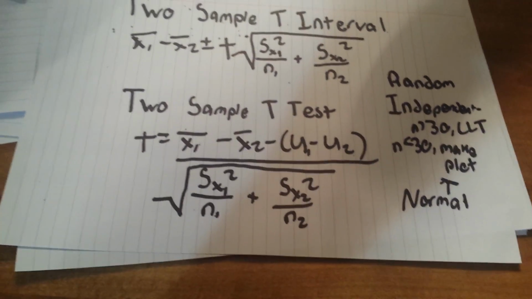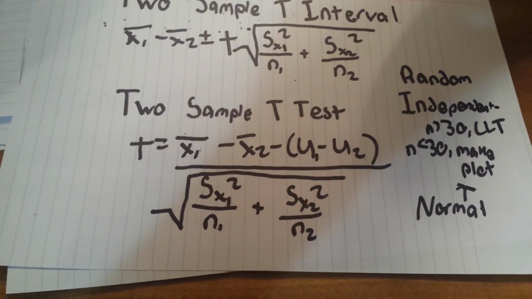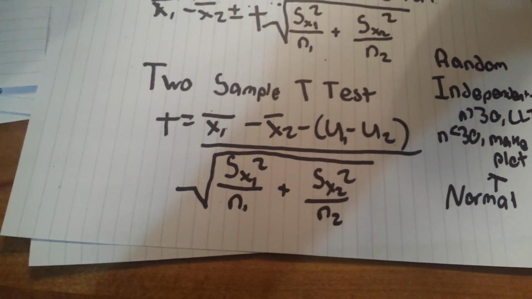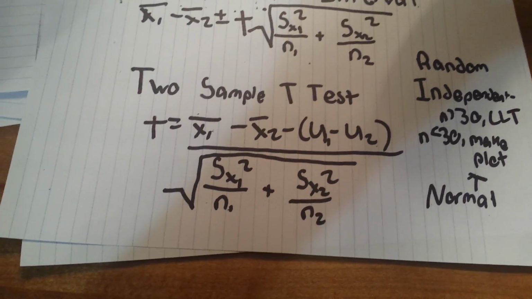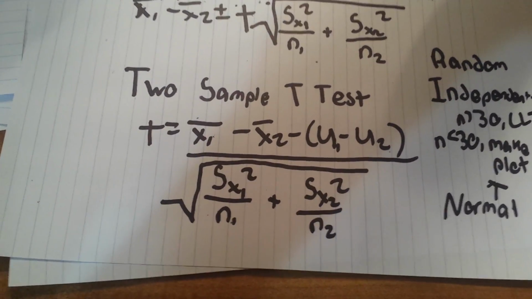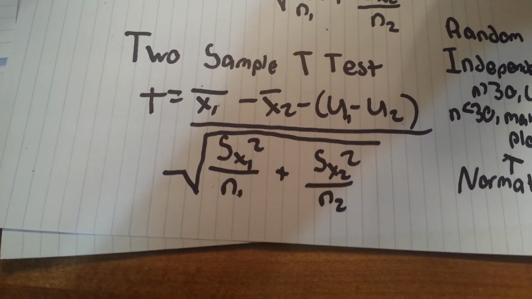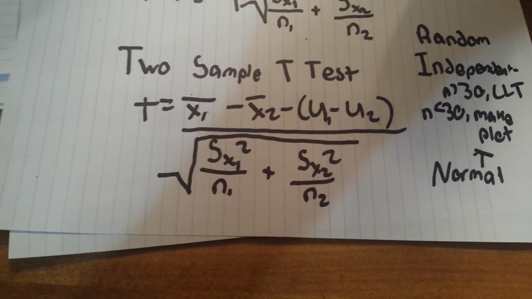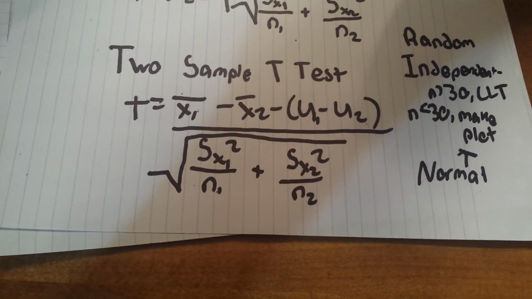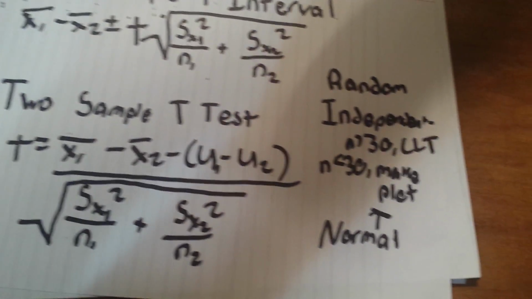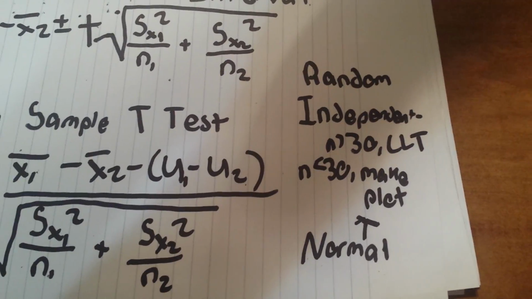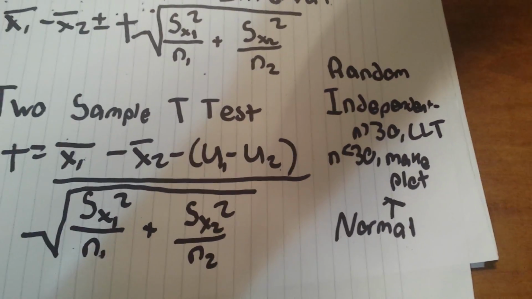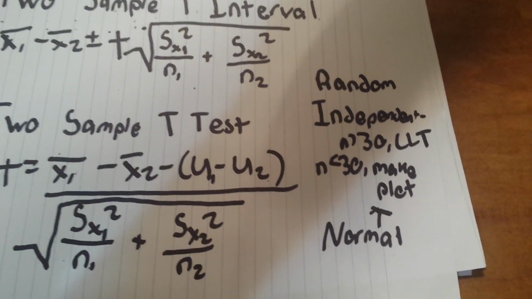Now for the t-test, you use this formula, and yet again, mu1 and mu2 will cancel out, so you don't have to worry about that part of the problem. Overall, they're pretty similar equations here. It's just finding the difference in the two sample means, and then dividing that by the standard deviation. And the conditions for the t-test are random, independent, and normal again.